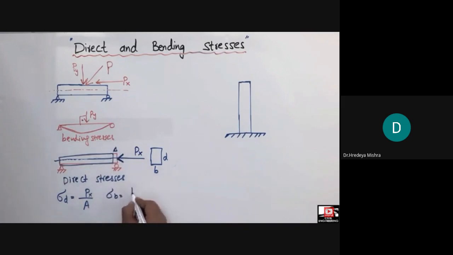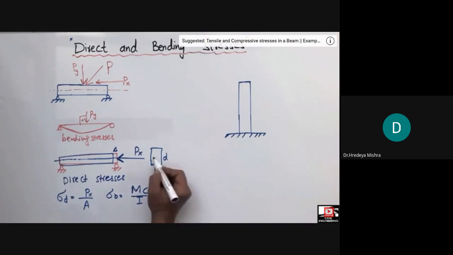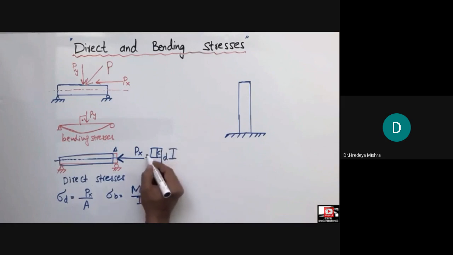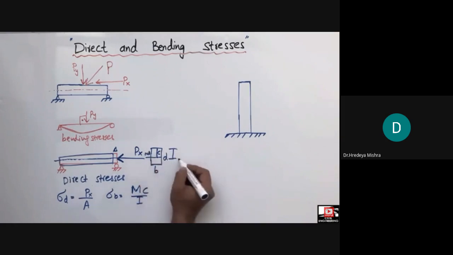The bending stresses can be found by this formula, Mc over I, where M is the bending moment at the point where you want to find the bending stresses. You just find the bending moment value at this point, and c is the distance from the neutral axis of the beam to the top of the beam. This we call c, the distance from the neutral axis. This is the neutral axis of the beam, so it is the distance from the neutral axis up to the top of the beam or up to the bottom of the beam.